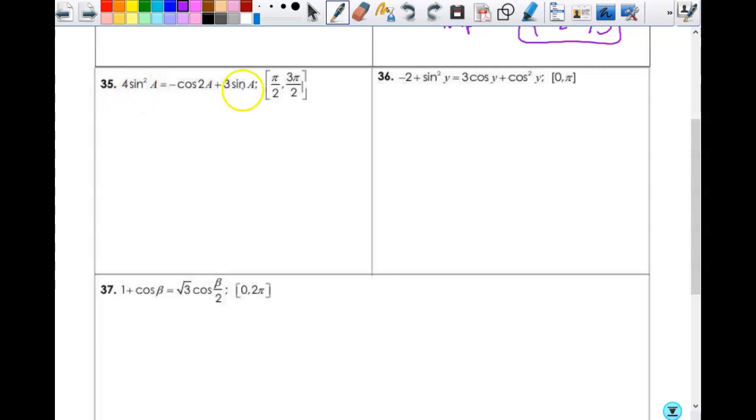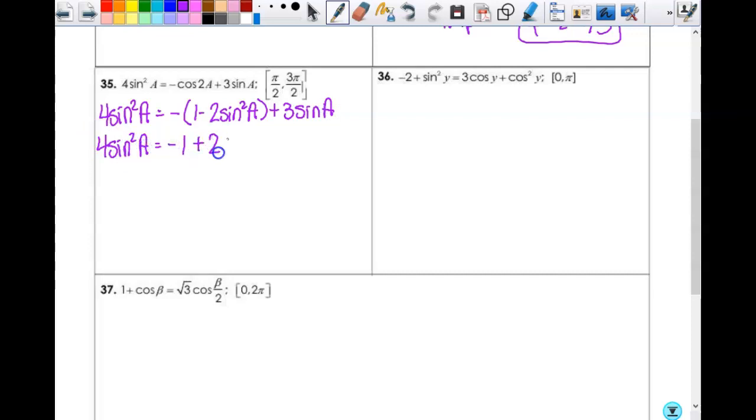And since these other two functions here are both sine, I want to use the one that only has sine in it. So this is going to be 4 sine squared a equals negative, and then I substitute in cosine 2a, which will be parentheses 1 minus 2 sine squared a, plus 3 sine a. Okay, so I get 4 sine squared a equals negative 1 plus 2 sine squared a plus 3 sine a. So it's quadratic.